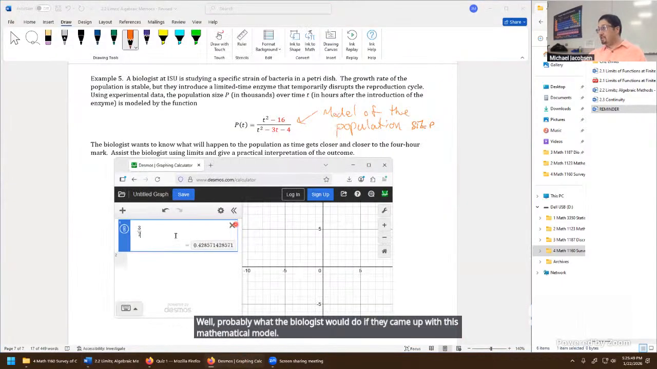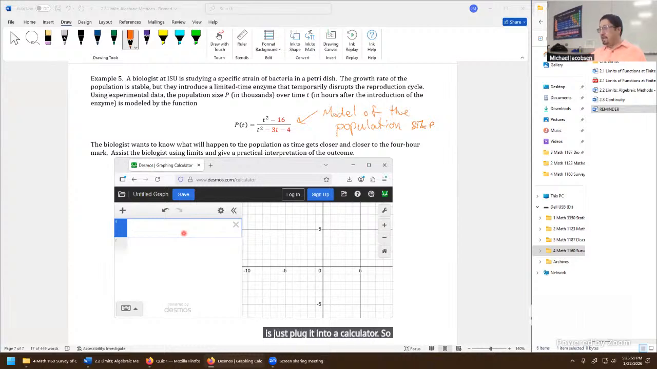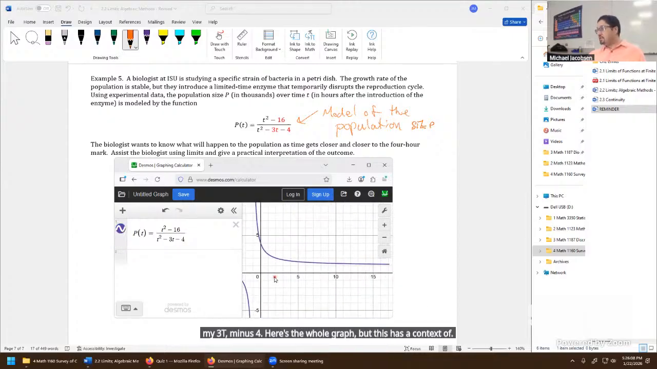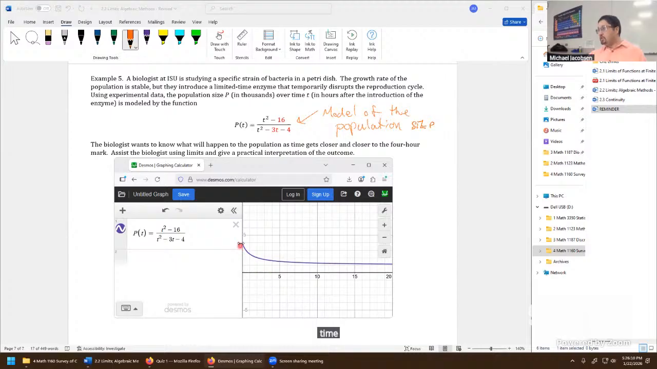Well, probably what the biologist would do if they came up with this mathematical model is just plug it into a calculator. So they would have written out P of t equals t squared minus 16 divided by t squared minus 3t minus 4. Here's the whole graph, but this has a context of time 0 being when the actual population modeling takes effect. So they introduced the growth rate limiter, and now the population is falling.